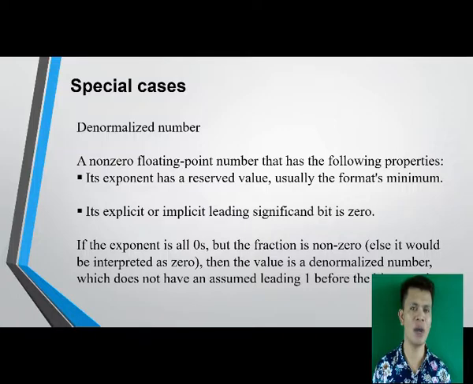Special cases: denormalized numbers. A non-zero floating point number has the following properties. Its exponent has a reserved value, usually the format minimum. Its explicit or implicit leading significand bit is 0. If the exponent is all zeros but the fraction is non-zero, else it will be interpreted as 0. Then the value is a denormalized number, which does not have an assumed leading 1 before the binary point.